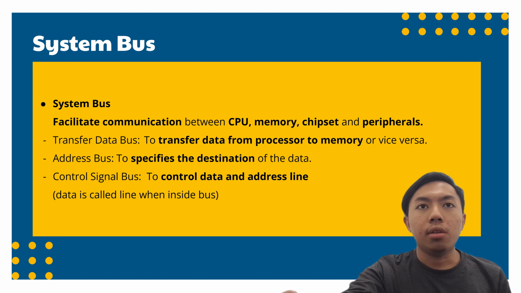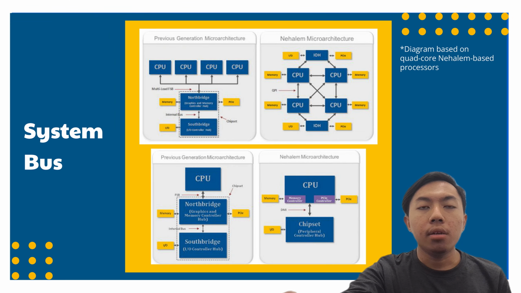So as you can see within the diagram, the Clarkdale microarchitecture, which is the first generation microarchitecture, more specifically for our processor, which is the Intel Core i3 550.